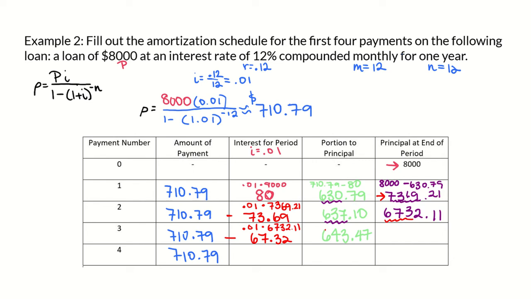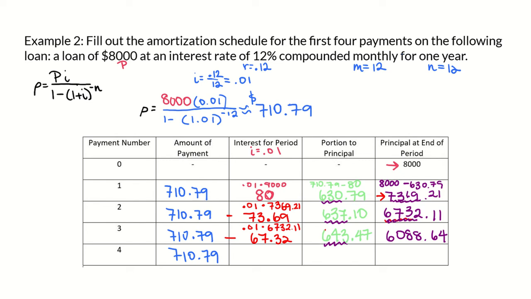And then to get the principal remaining, we subtract the previous principal minus the principal that was just paid off. So in this case, we get $6,088.64. Okay, and we would continue in this way.